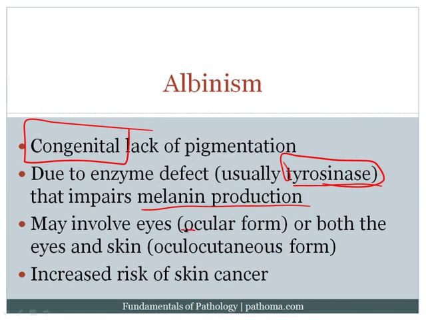Now it can involve only the eyes, which is called an ocular form, or it can involve both the eyes and the skin, which is called the oculocutaneous form. And of course, when it involves the skin, it'll diffusely involve the entire skin. And there's going to be an increased risk for skin cancer. Of course, if you don't have melanin, you can't protect against UVB sunlight. So there'll be an increased risk in formation of pyrimidine dimers in the DNA.